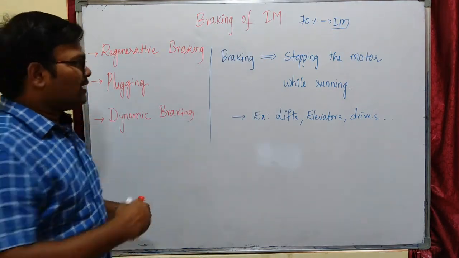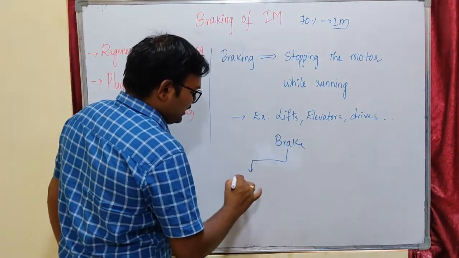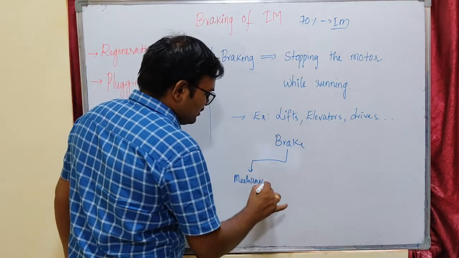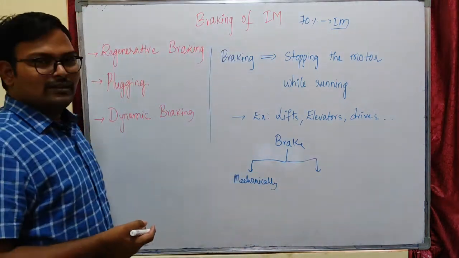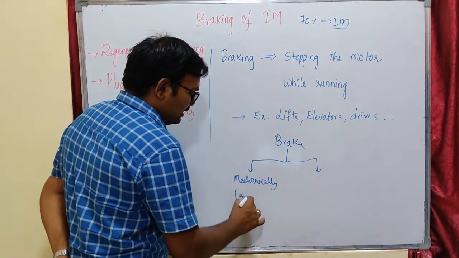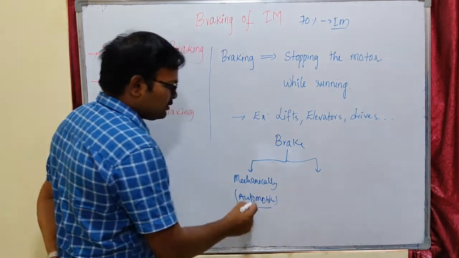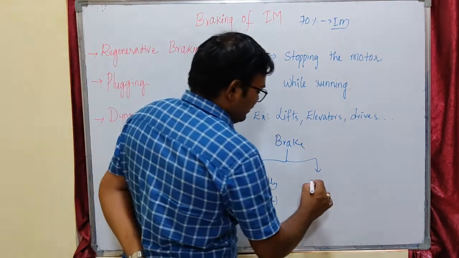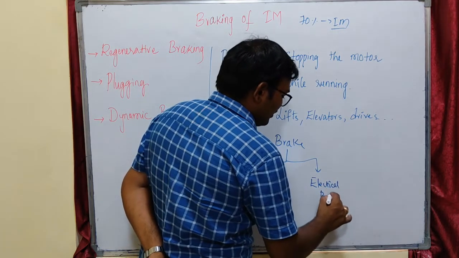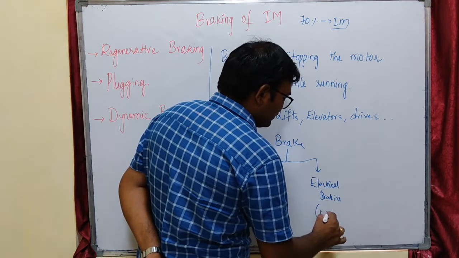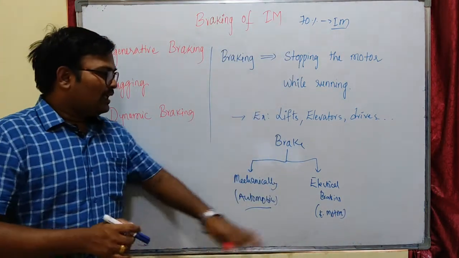There are two types of braking actually. Braking can be done mechanically, by applying brake drums, like the ones we use in our two-wheelers or cars. Mechanical braking is automobile braking. Another type of braking for our electrical motors is electrical braking. So braking is of two types: one is mechanical braking and the other is electrical braking.